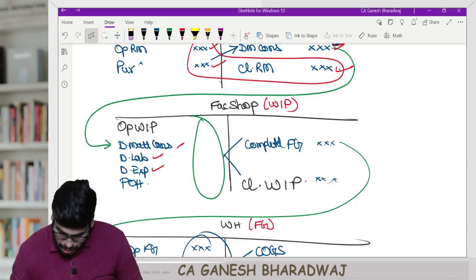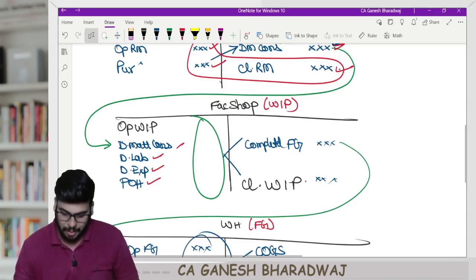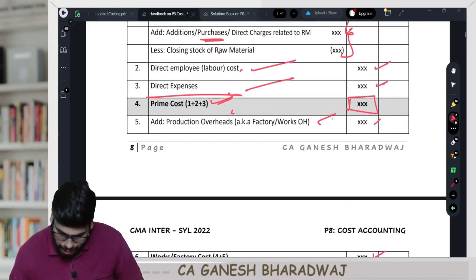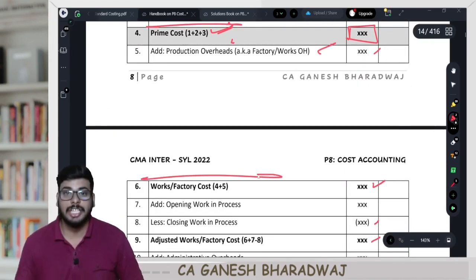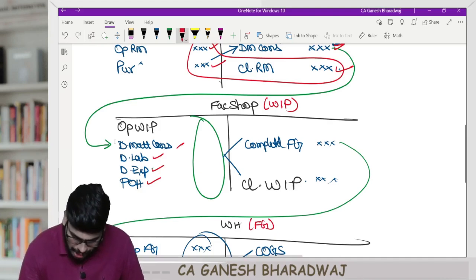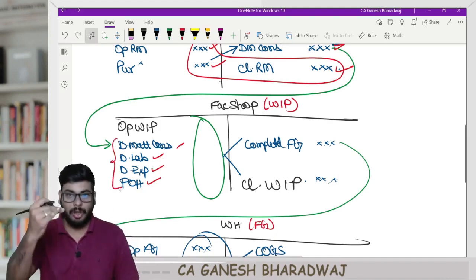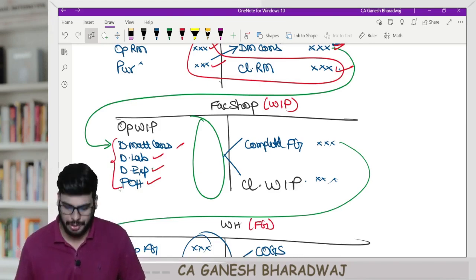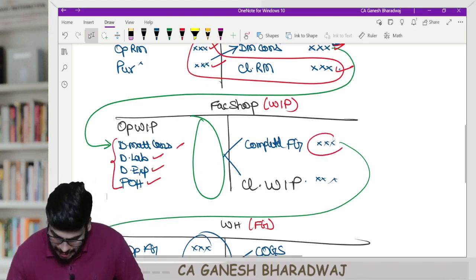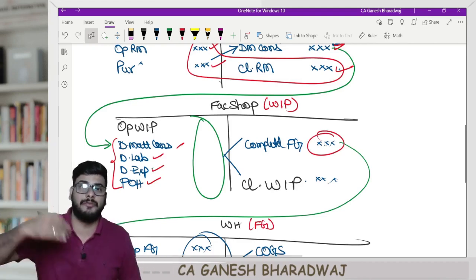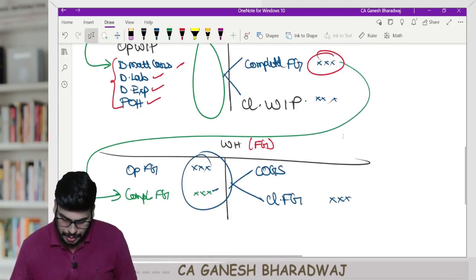Clear with this? Now one more cost is there. To this prime cost, add your POH. Now this is called the total factory cost or works cost. Are you clear with this? So the sum total of all these four is called works cost or factory cost. Now I need to arrive at this figure, completed FG, that is the cost incurred in respect of units completed. Are you clear with this?